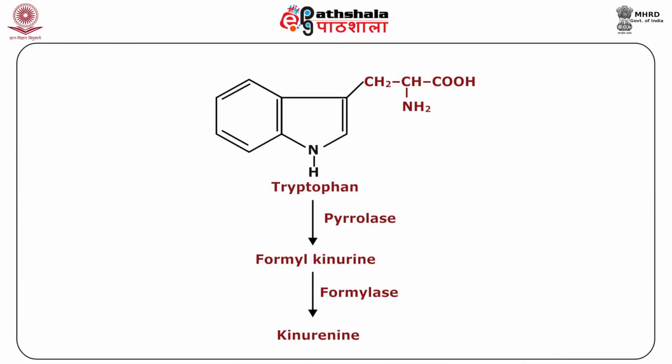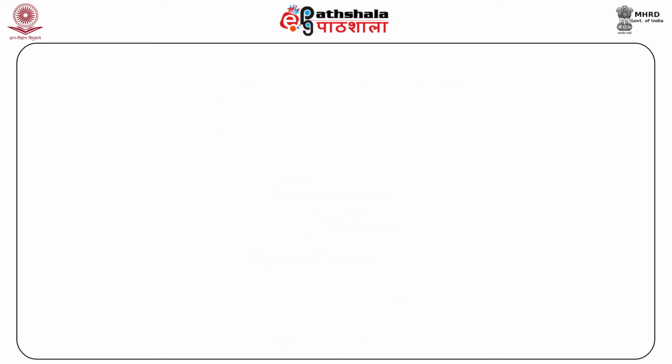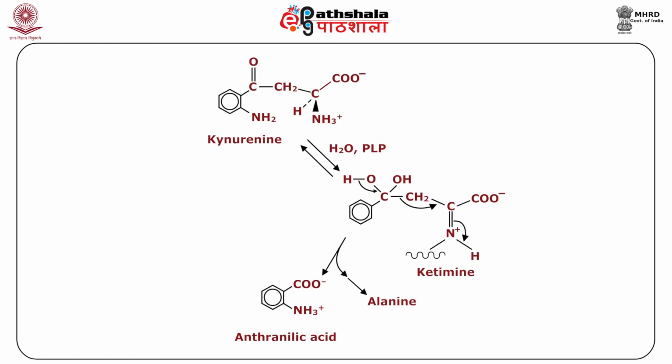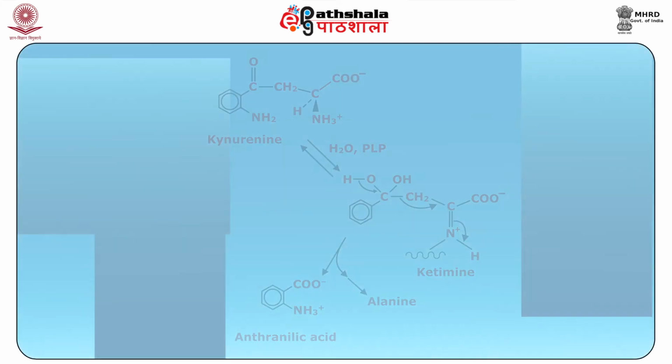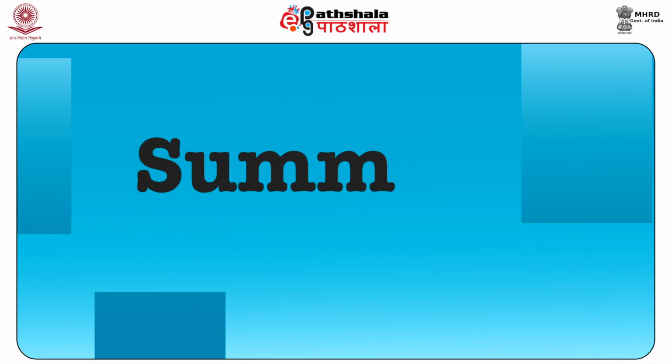Another related reaction that goes through a ketimine intermediate is the conversion of amino acid kynurenine to alanine and anthranilic acid during tryptophan metabolism. Vitamin B6 as coenzyme in tryptophan metabolism is shown to you here along with its role. Now students, having discussed pyridoxal phosphate in maximum detail and its various aspects of synthesis and other uses, let us now summarize this module.